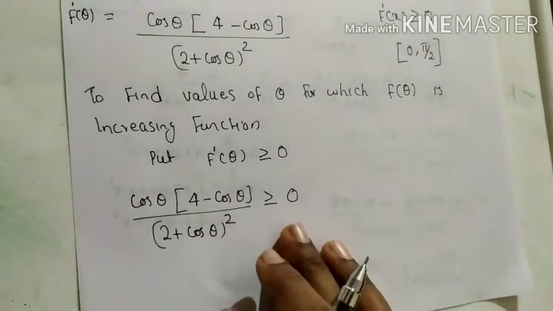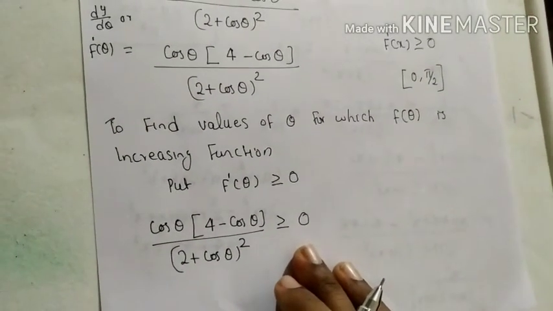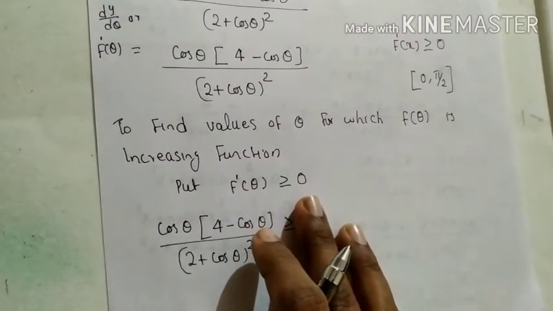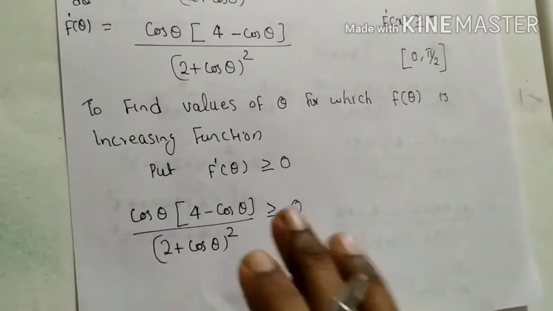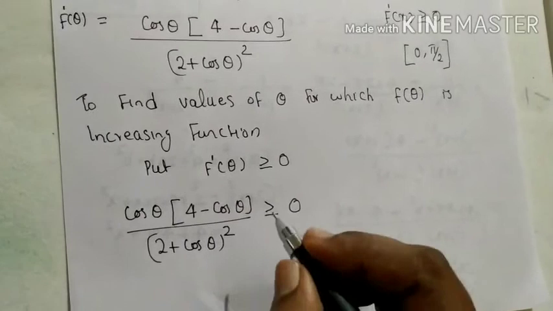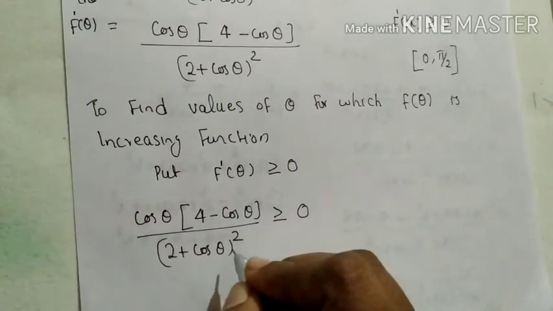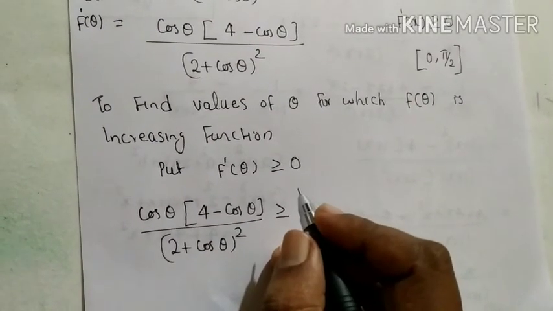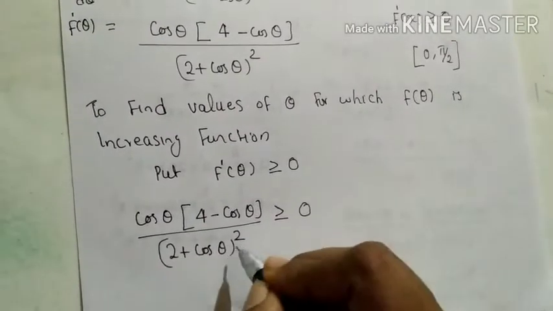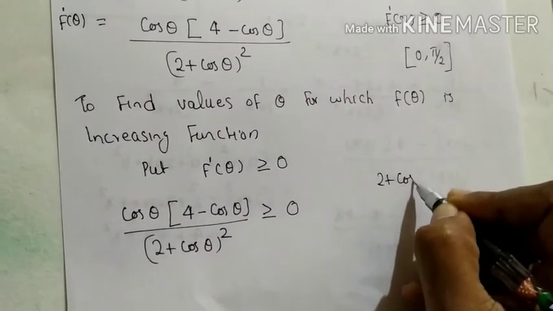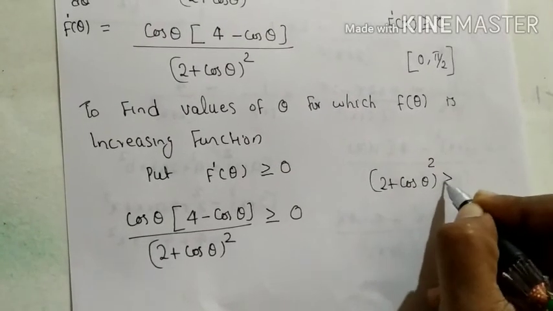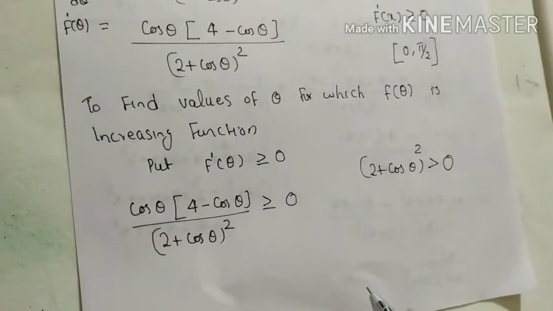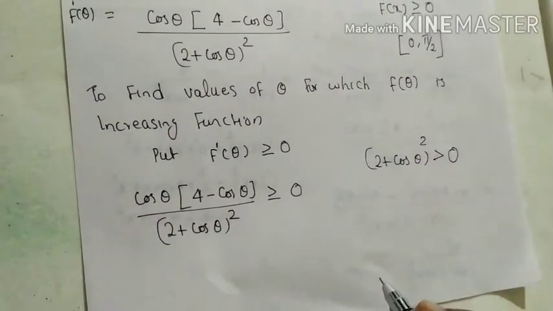For a function to be an increasing function, its derivative should be greater than or equal to 0. If you observe this term, we can see that it is a square term. We know that something squared will always be positive, so 2 plus cos theta the whole square is positive, that means greater than 0. It cannot be negative.